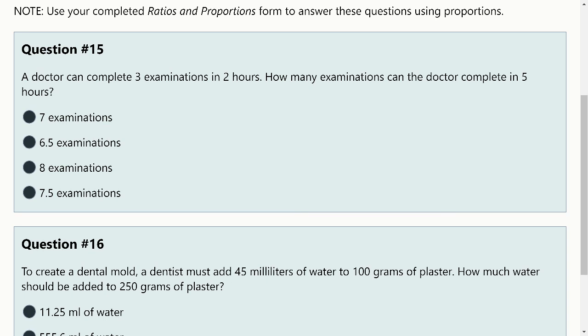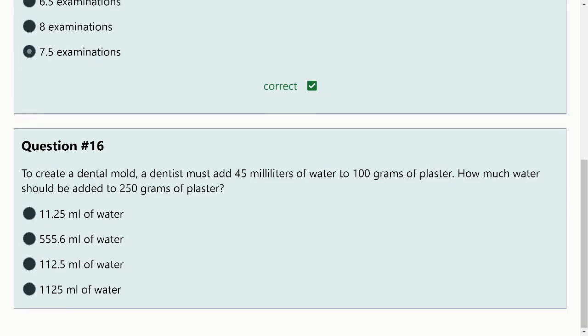A doctor can complete 3 exams in 2 hours. How many exams can the doctor complete in 5 hours? What do y'all think? We have 3 to 2, and then 5 to x. 2 times 5 is 10, 10 times 3. This is B or D. Right, what was it? D.